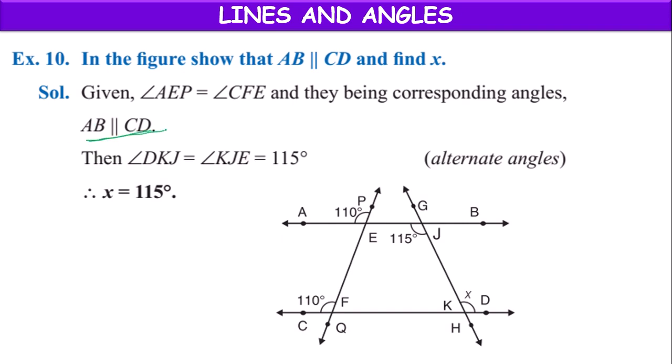If two lines are parallel, then these two lines are parallel. This is the transversal here. On opposite sides, angles are equal because they make an alternate angles pair. So X equal to 115 degrees. X equal to 115 degrees. Like that we can find the value.